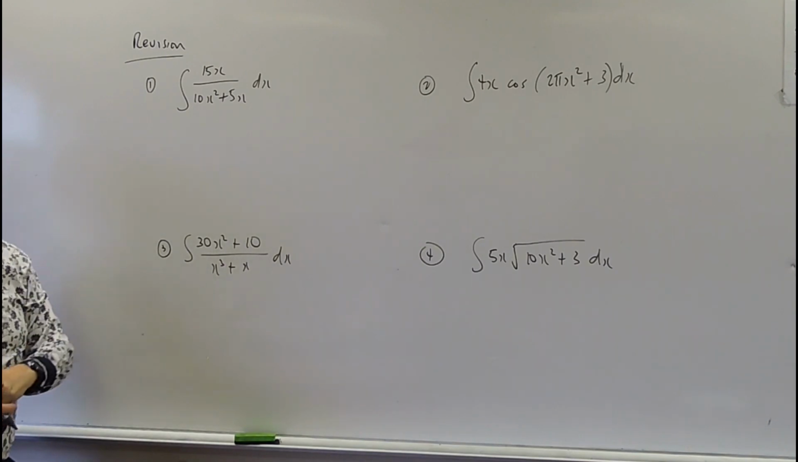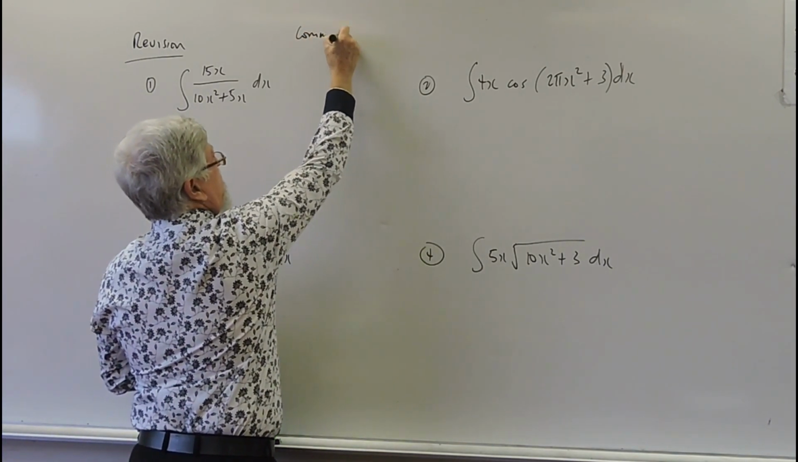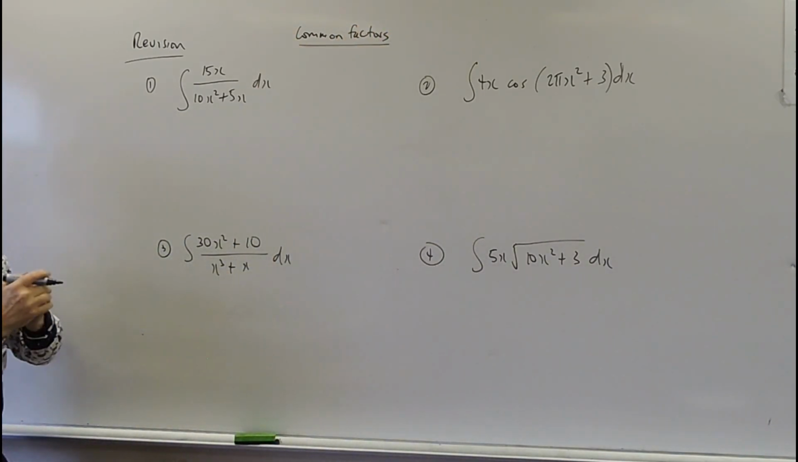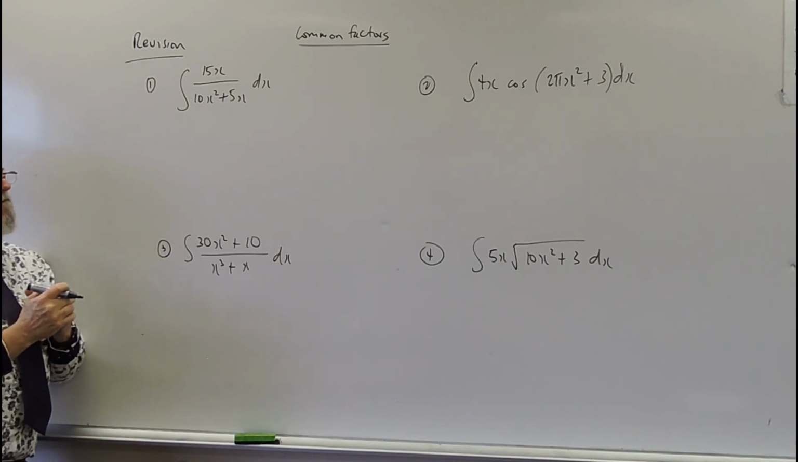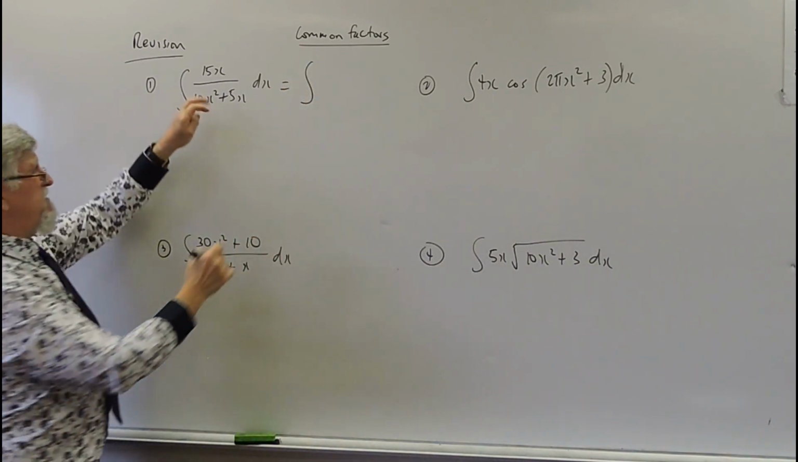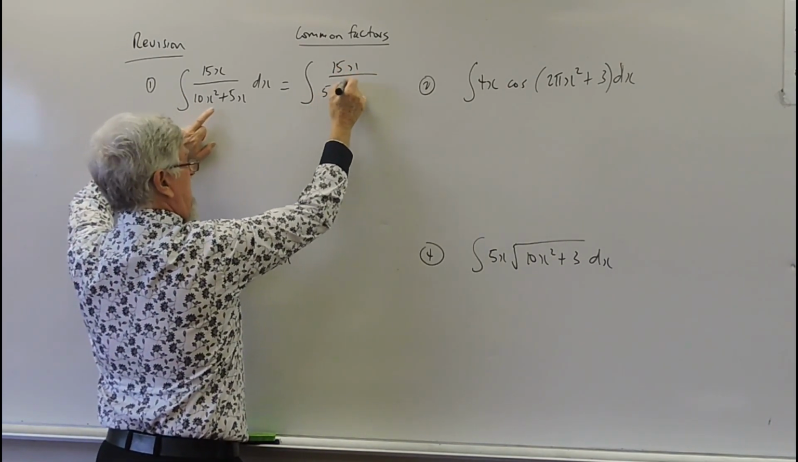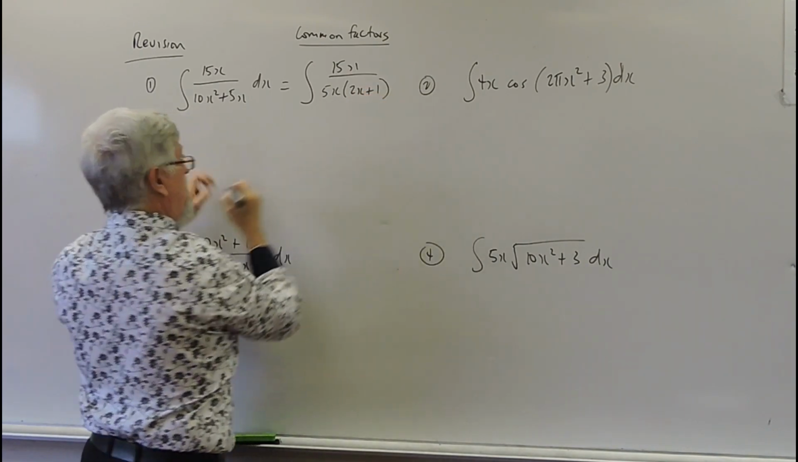So really on this one, over the years, the people who see the common factors normally get it right. But I would probably say 9 out of 10 people don't see the common factors. So what do we got? 3x on 2x squared. Do you need to actually write that this is 15x on 5x(2x plus 1)? Do you need that?